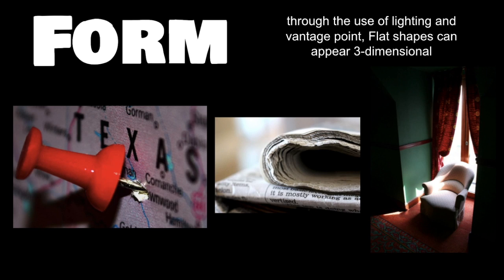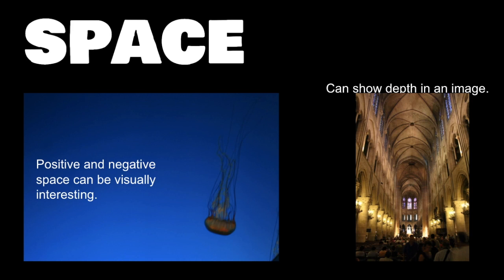Form. Form, through the use of lighting and vantage point, makes flat shapes appear three-dimensional. So it's using your photographic skills and the angle of your picture to make a flat shape look as three-dimensional as you can. Space. Space can be defined as positive and negative, and space can be very visually interesting. So it's the contrast of a dark and a light. It can also show depth in an image using 1 point, 2 point, or 0 point perspective.